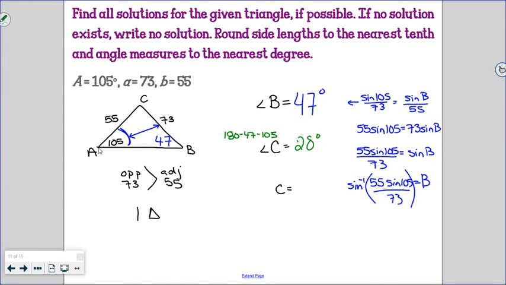Okay. And again, stick with that hinge, right? 105 and 73, those are unrounded, those are across from each other. They gave them directly to us, so I'm going to use that for everything. Sine of 105 over 73 equals, and then we just found the angle across from side C, sine of 28 over C. Do your cross multiply. No inverse on this one because it is a side length. It is a side length, so we're going to round to our nearest tenth.